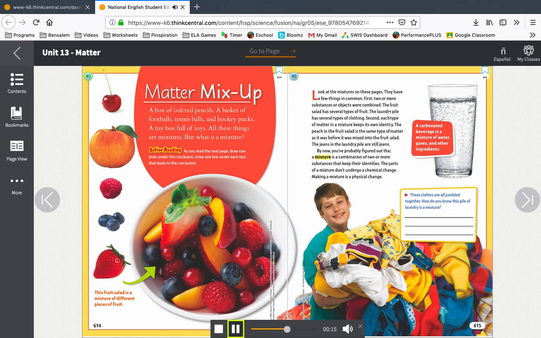Active reading. As you read the next page, draw 2 lines under the conclusion. Draw 1 line under each fact that leads to the conclusion. This fruit salad is a mixture of different pieces of fruit.